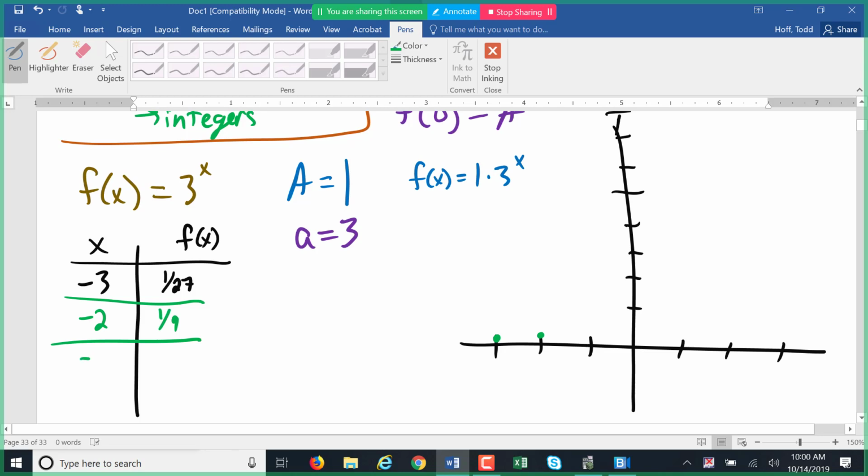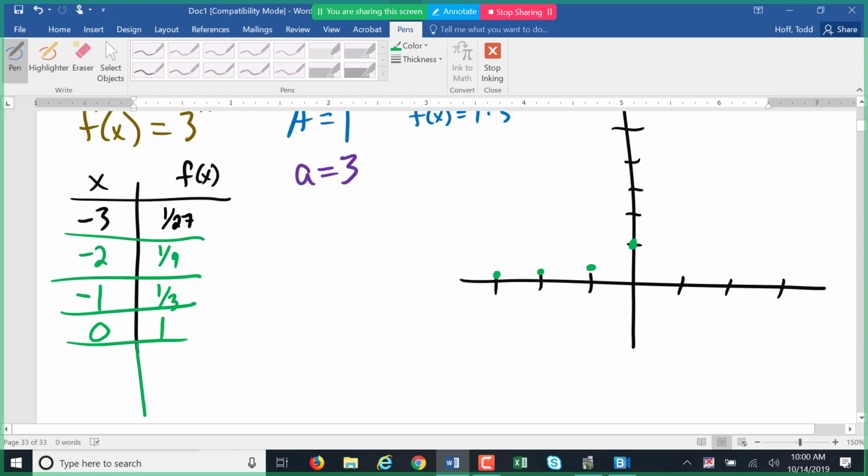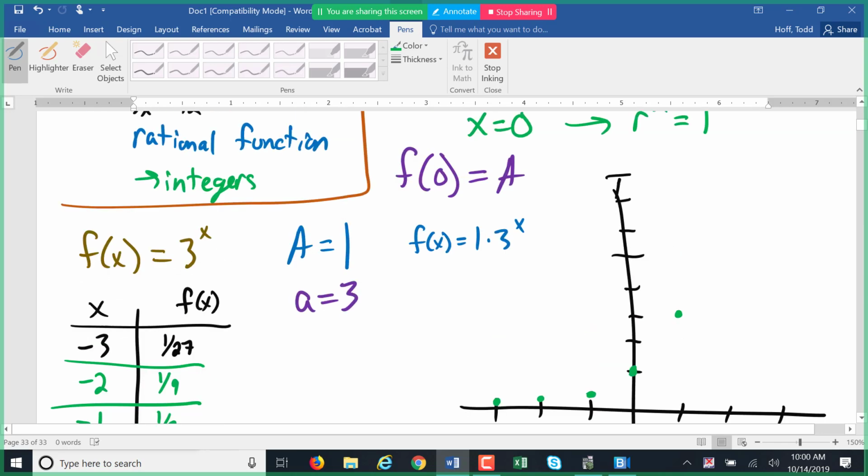Still pretty close to 0. If x is negative 1, 3 to the power of negative 1 is 1/3. So at negative 1, we're at 1/3. If x is 0, 3 to the power of 0 is 1, like we just said. If we keep going, if x is 1, well, 3 to the power of 1 is just 3. The ordered pair 1, 3. If x is 2, 3 to the power of 2 is 9. Gives us the point 2, 9. So you can see the shape here is a curve.